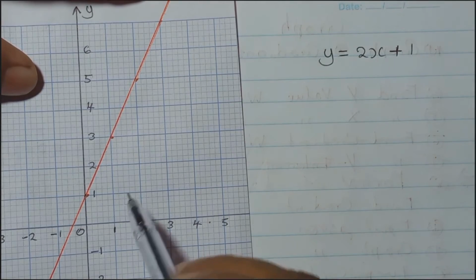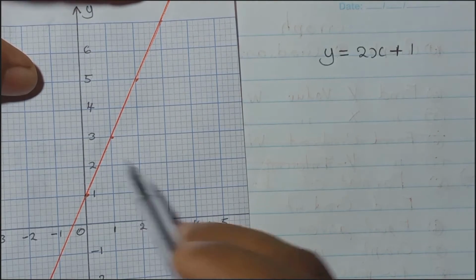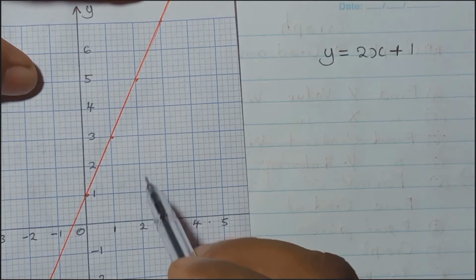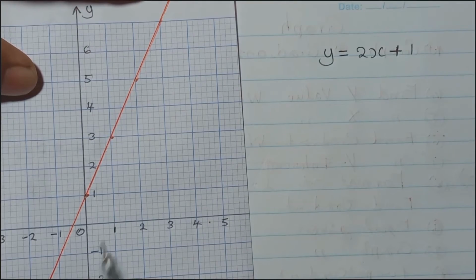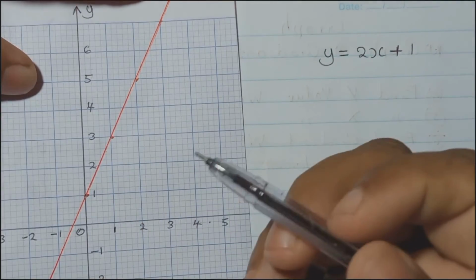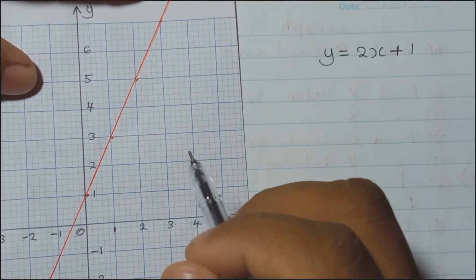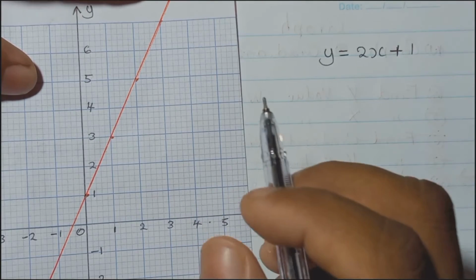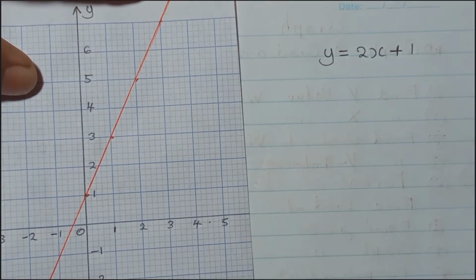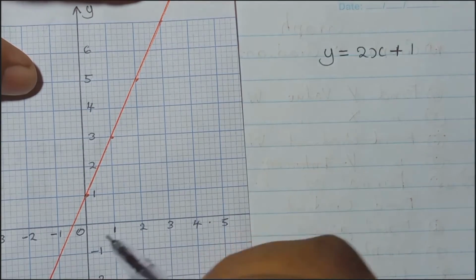Now that means if they give the x value, you need to tell the y value. They say find the y value when x equals this, or sometimes find the x value when y equals this, like that. Now let's consider that type of question. For example, when x equals 2, what is the y value?